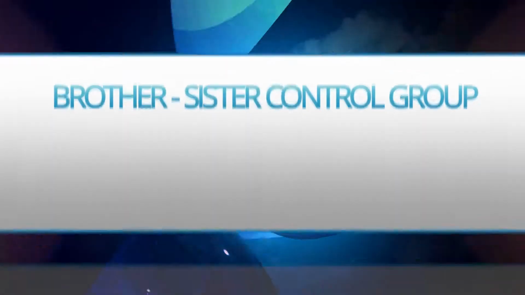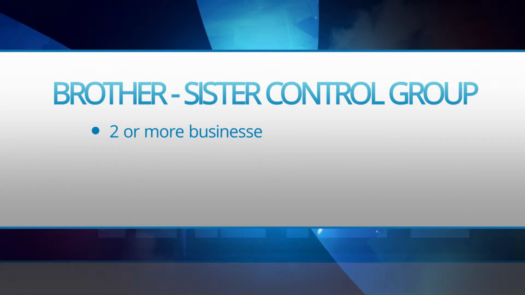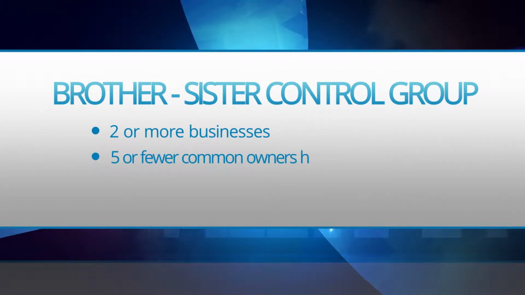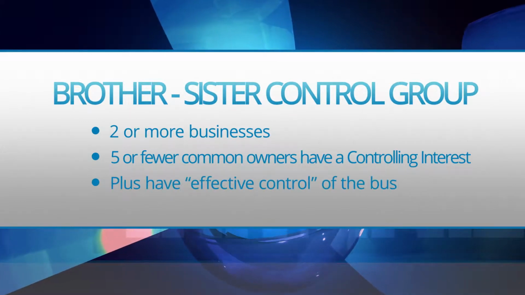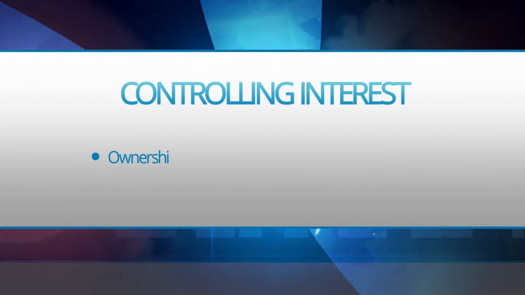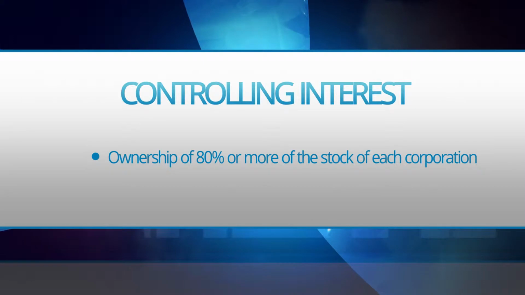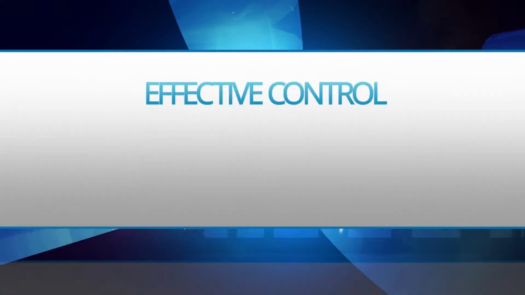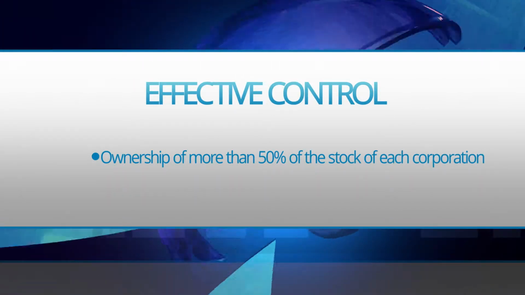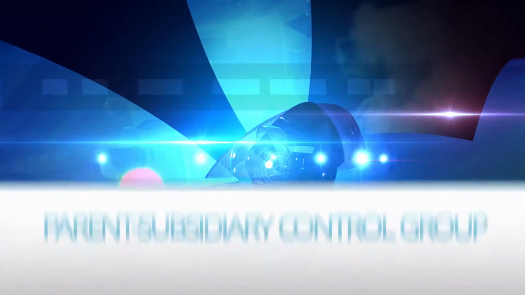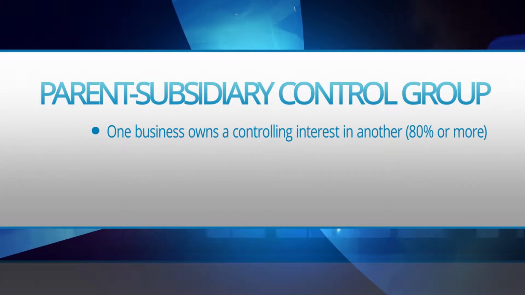A brother-sister control group is a group of 2 or more businesses in which 5 or fewer common owners own a controlling interest of the group and have effective control of those businesses. Controlling interest requires ownership of 80% or more of the stock of each corporation involved. Effective control requires ownership of more than 50% of the stock of each corporation when you count the least of each owner's share.